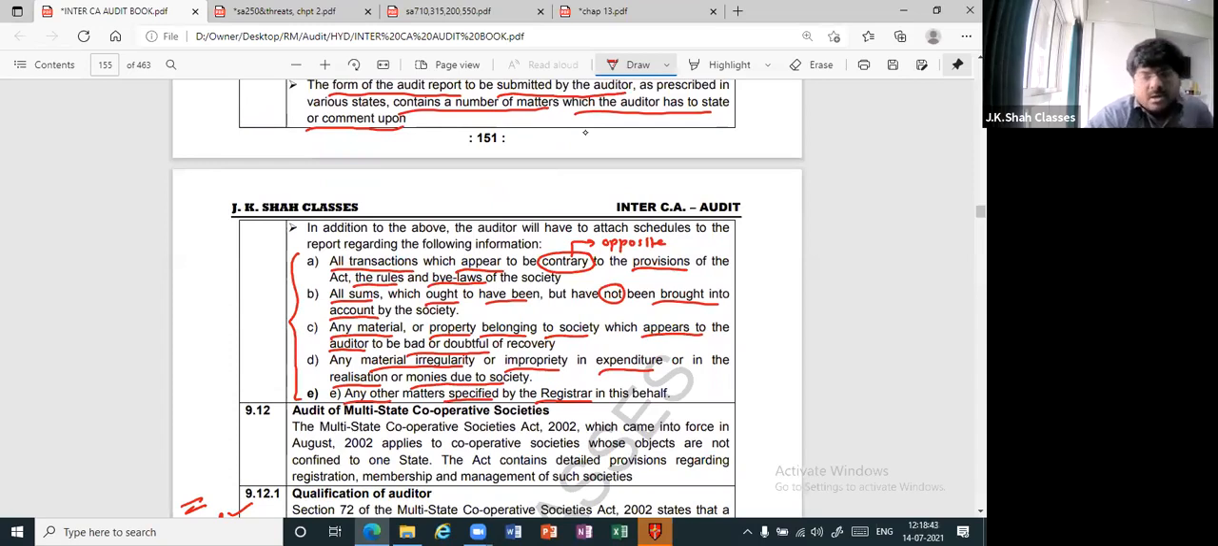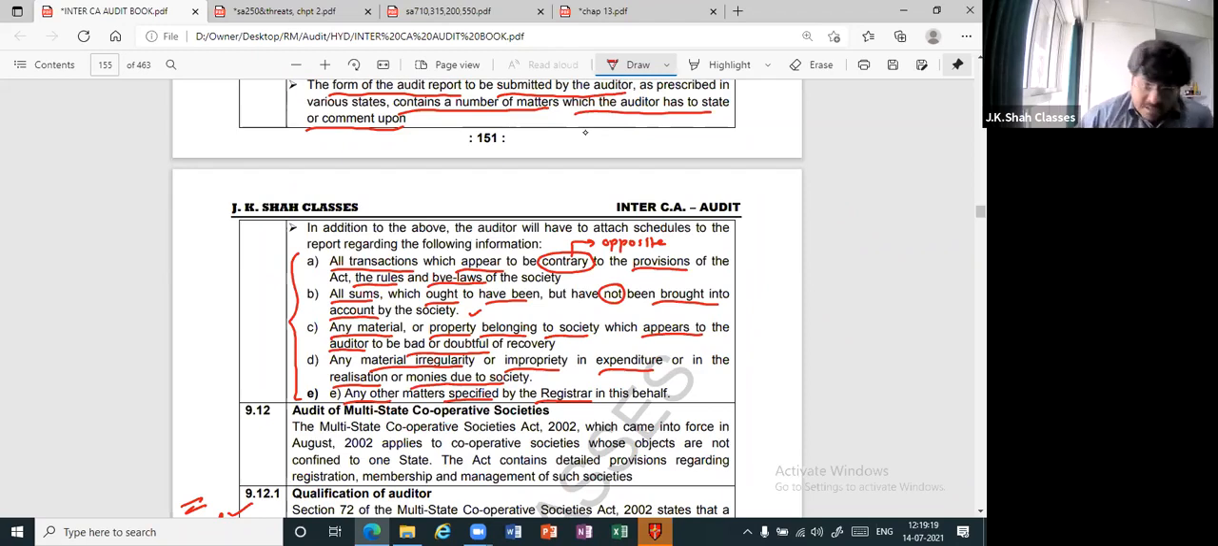One by one. Firstly, all the transactions appear contrary to the provisions of the rules and the bylaws. It means, are they in line with the bylaws? No. Are they against the bylaws? Yes. Then ultimately, I will have to bring out in my report that the cooperative society is not following the bylaws. Secondly, all the sums, that is money basically, which ought to have been brought into the account by the society. It means the money has been received, but it has not gone to the society, it is going somewhere else. So ultimately, can I say it seems to be a manipulation?